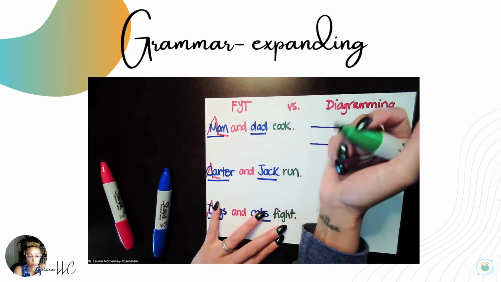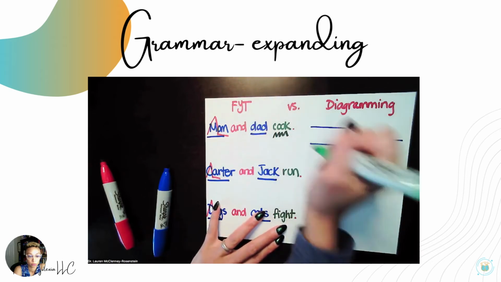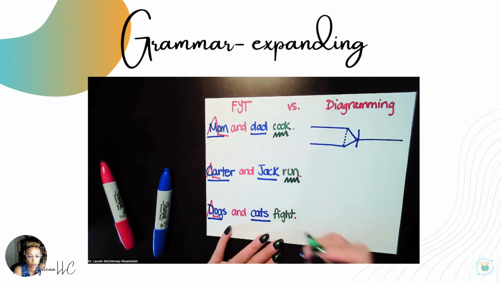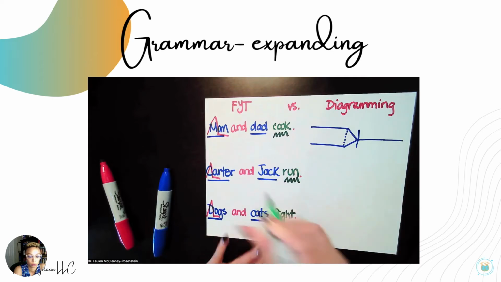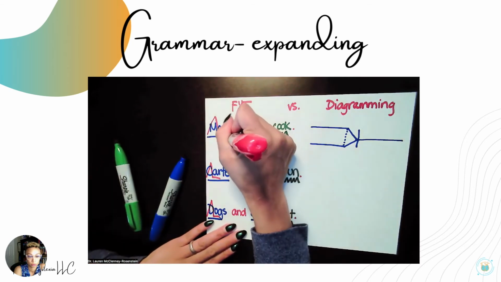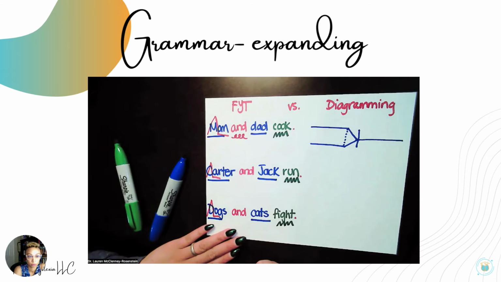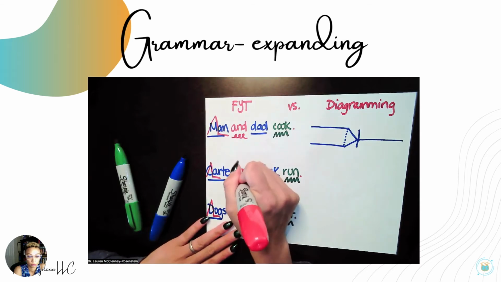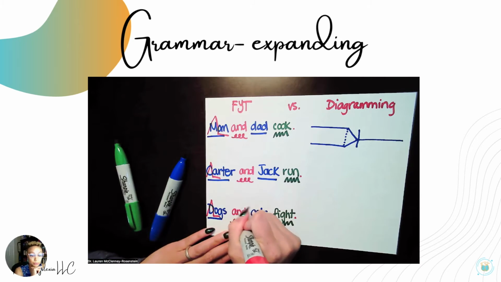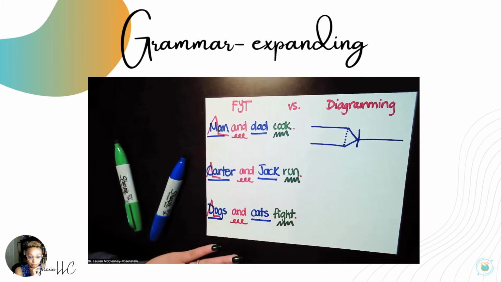So mom and dad are doing what? They're cooking. Carter and Jack, what? They run. Dogs and cats, what? They fight. Now for our conjunctions for framing your thoughts, it's just three little loops. One, two, three, boop, because you're connecting them together. Simple as that. Now, I highly recommend, depending on your learner, they might need things color-coded.